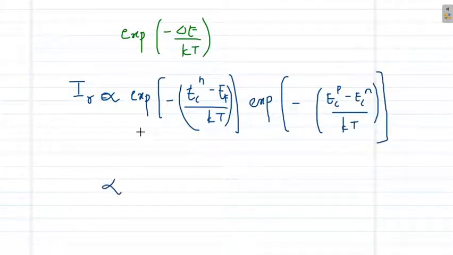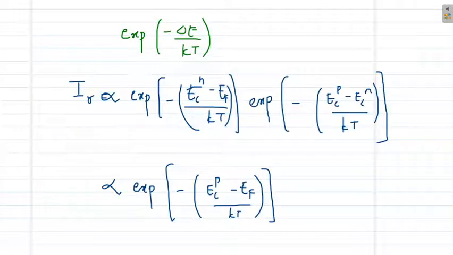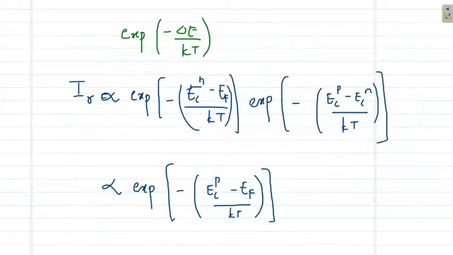So what will be this factor? If you multiply, the ECN term will get cancelled. The remaining term will be exponential minus ECP minus EF by kT. This will be the current from the N side to the P side due to the motion of electrons. As you can see, electrons are moving from the P side to the N side and from the N side to the P side. But in a steady state, there is no charge carrier motion across a junction, no current existing across a junction. So we can say in a steady state condition, Ig equals IR.